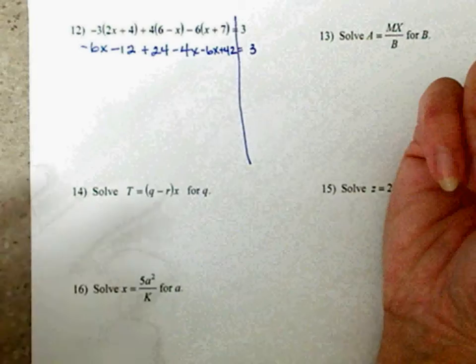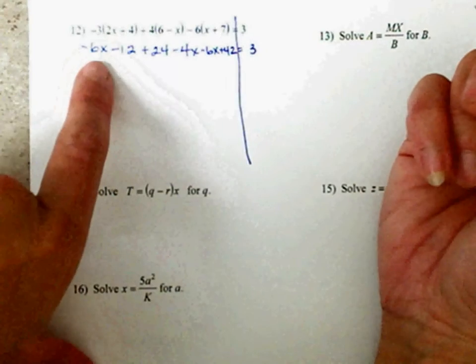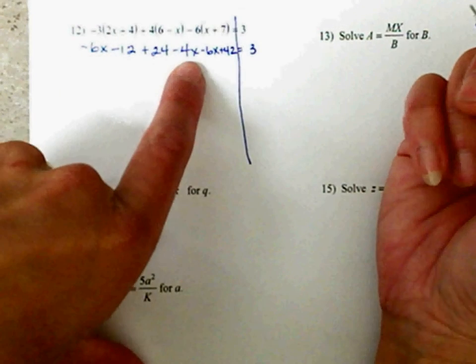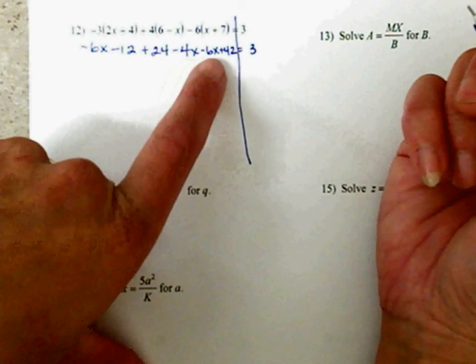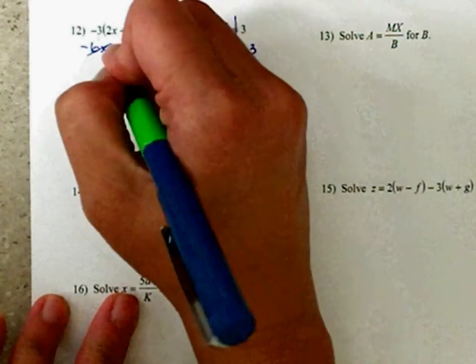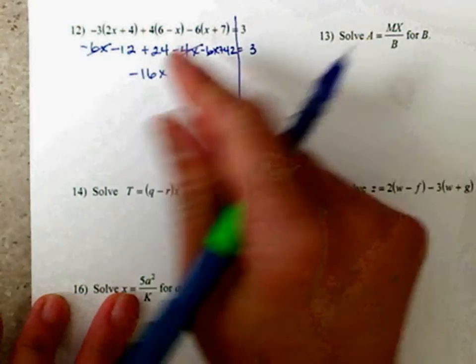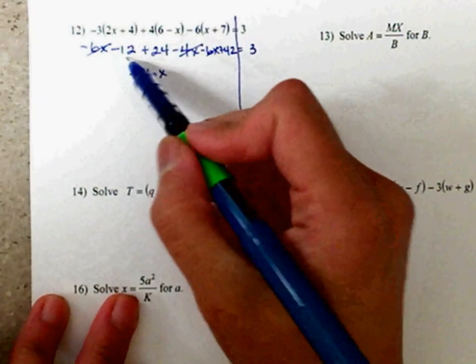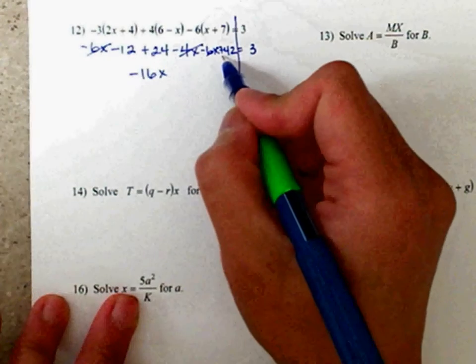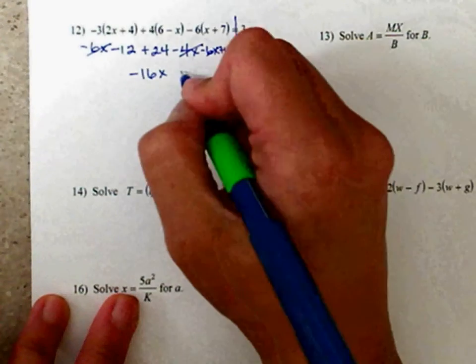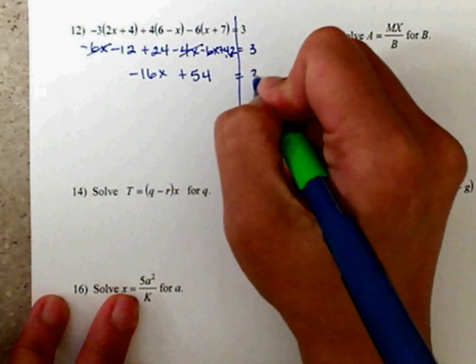Combine your like terms. Negative 6x minus 4x is negative 10x, minus 6x is negative 16x. See how I combine all those? Okay. Negative 12 plus 24 is 12. 12 plus 42 is 54. Is equal to 3.